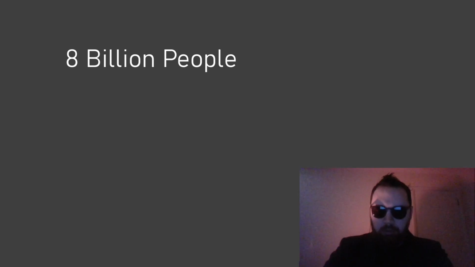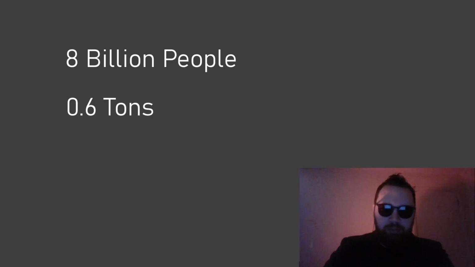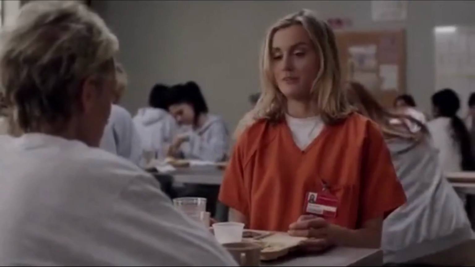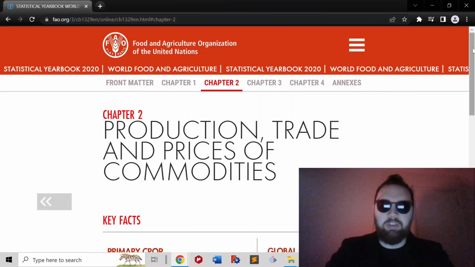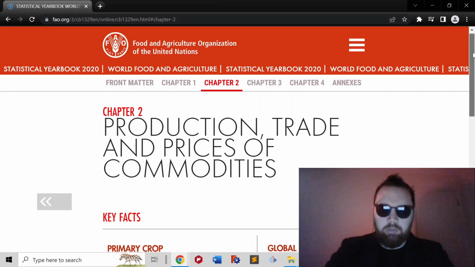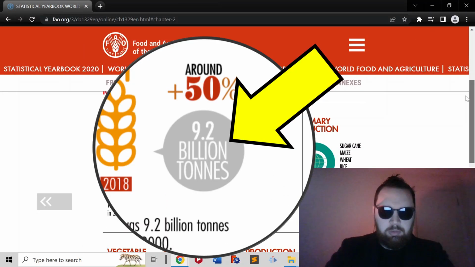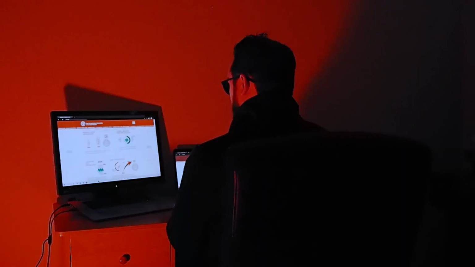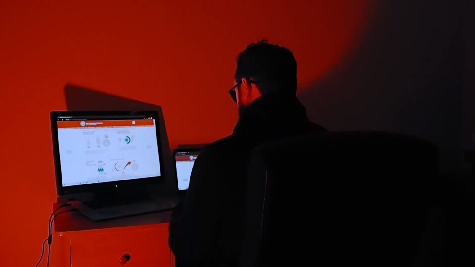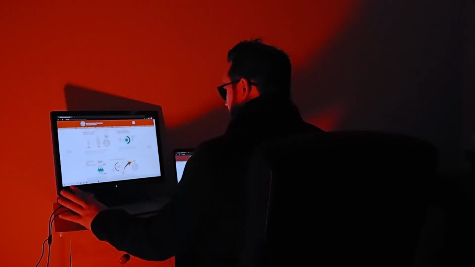So with an estimated 8 billion people, each requiring 0.6 of a ton, we're going to require 4.8 billion tons of food. Wow, that's a lot. I wonder how much food the world produces. What? How is that a problem? Well, everything is done. Clearly this problem has already been solved.